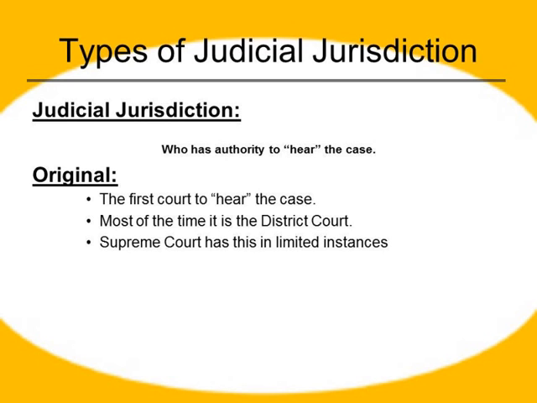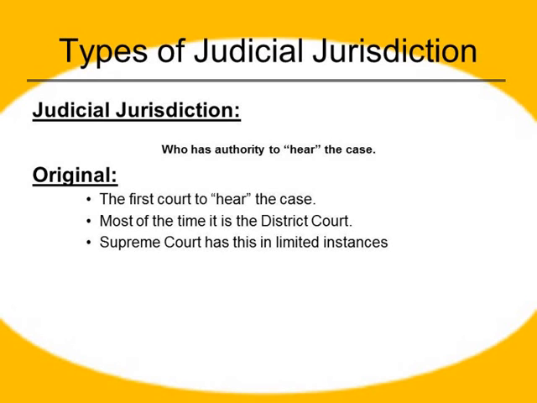Original jurisdiction is very, very basic to understand. Original means the first. So a court with original jurisdiction is going to be the first court to hear the case. If I am charged with a crime, which court is going to be the first court to hear my case? At the federal level, the district court most of the time has original jurisdiction. If I'm charged with violating criminal law or violating civil law, my trial is going to start at the district court level most of the time. That's why we call the district court the trial court.